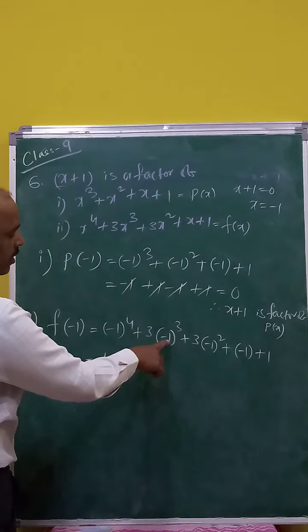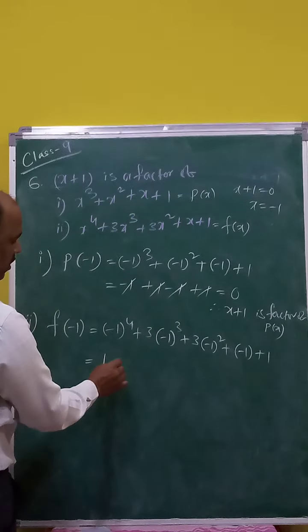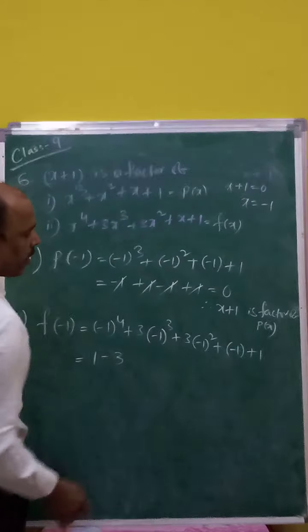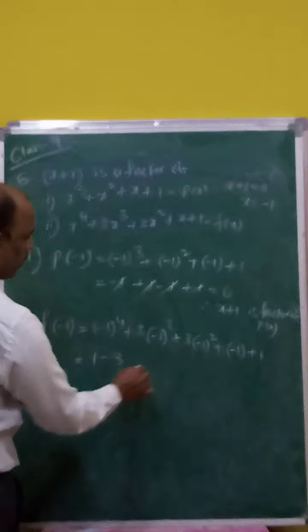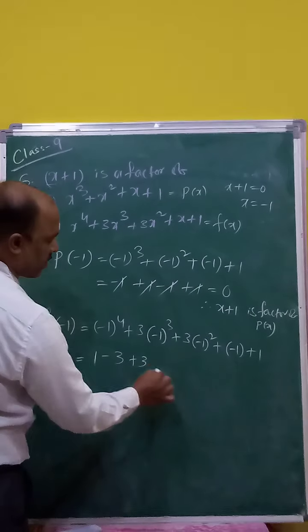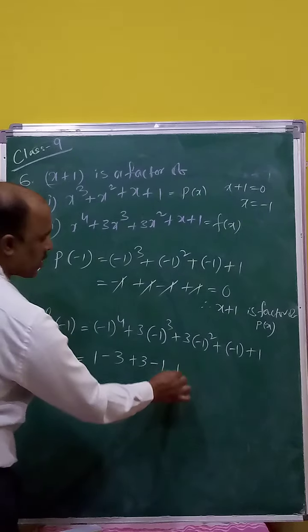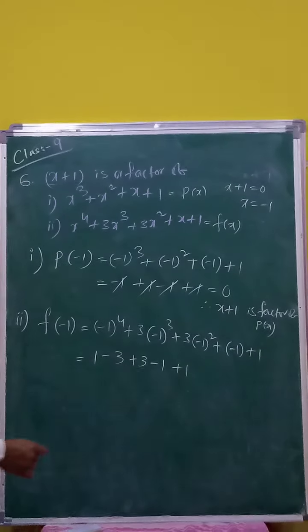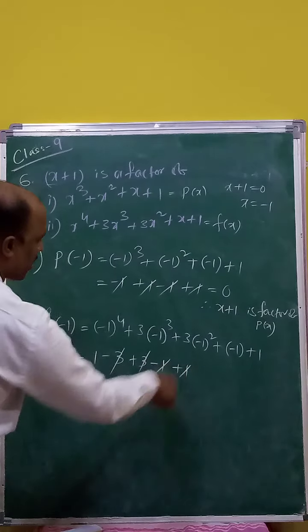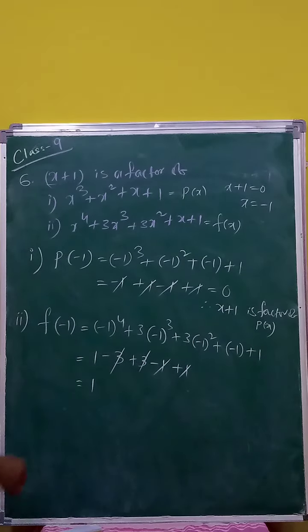The power is an odd number, that's minus 1. 3 into minus 1, that's minus 3. And the second one, (minus 1) squared, so plus 1. 3 into 1 is plus 3. The last one, minus 1, and the last one again is the constant, same. Now, minus 3 plus 3 cancel, minus 1 plus 1 cancel. What is the answer here? 1.